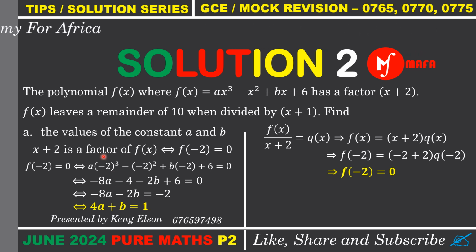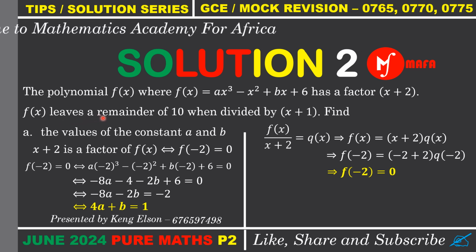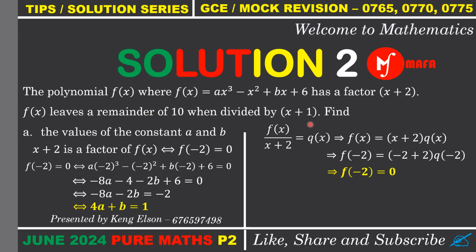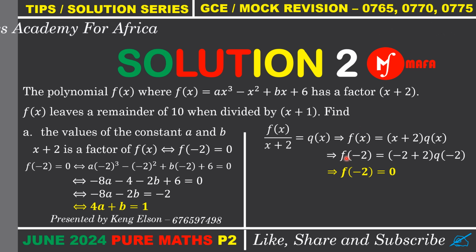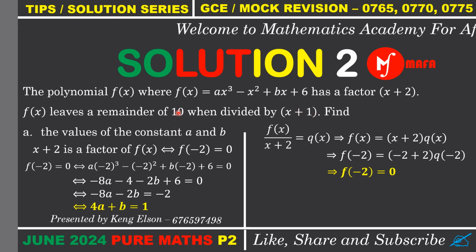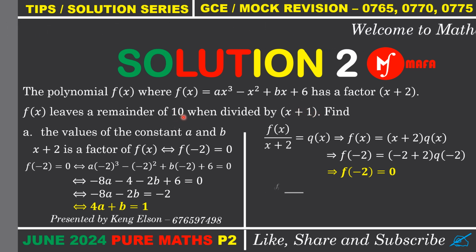Next information: f of x leaves a remainder of 10 when divided by x plus 1. Now we are also going to analyze it like we analyzed the previous case, but I know that by definition you guys are just going to know that f of -1 is equal to 10, but I love to analyze. All right, so let's go.